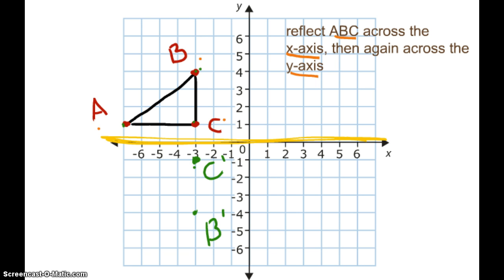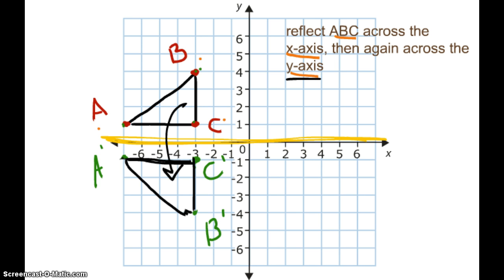Point A is 1 unit above the x-axis, so it's going to now go 1 unit below the x-axis. So this is A prime. So when we connect the points, if I actually was able to draw a straight line, you would be able to tell that A prime, B prime, C prime is an exact replica of ABC. So that is the reflection across the x. We flipped it over the x-axis.